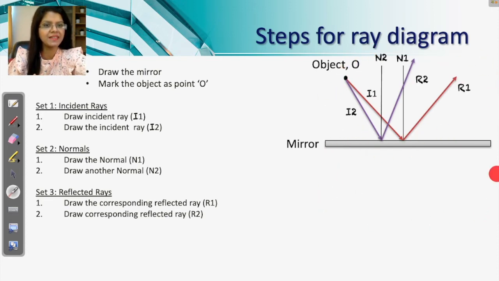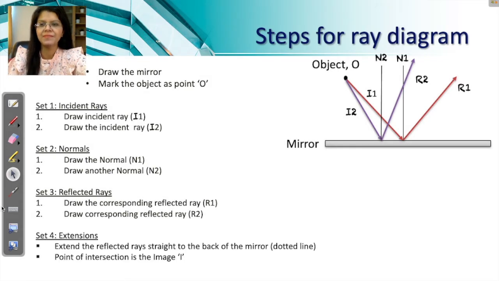Now we'll do something at the other end of the mirror. We'll do some imaginary things behind the mirror. Behind the mirror is nothing, you have your wall behind the mirror. Everything behind the mirror will be imaginary things that we'll be doing now. So what are we going to do in step four? We are going to do some imaginary extensions. Extend the reflected rays straight to the back of the mirror as dotted lines. Place a ruler on the reflected rays and extend them as straight lines to the opposite side of the mirror. Something like this.